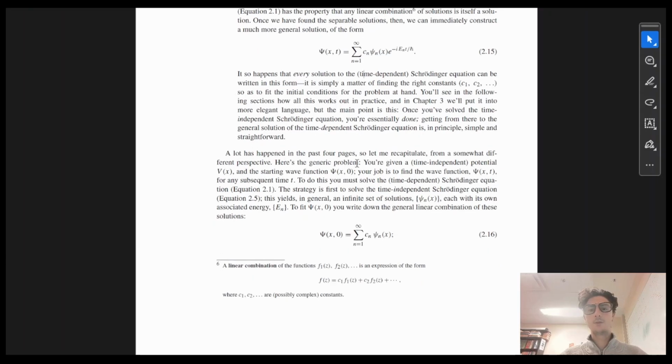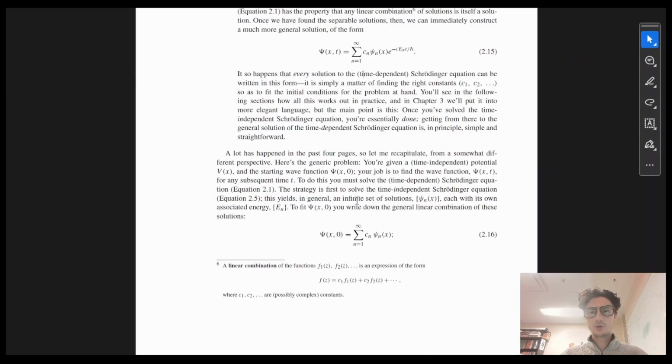A lot has happened in the past 4 pages, so let me recapitulate from a somewhat different perspective. Here's the generic problem. You're given a time-independent potential V of x, then the starting wave function psi of x at t equals 0. Your job is to find the wave function psi of x, t for any subsequent time t. To do this, you must solve the time-dependent Schrodinger equation, equation 2.1.